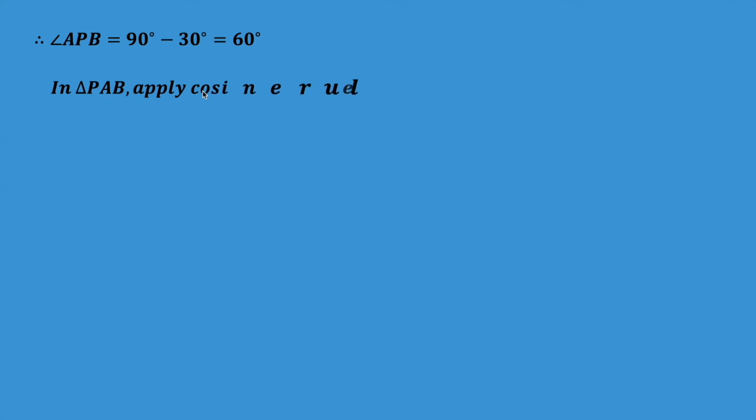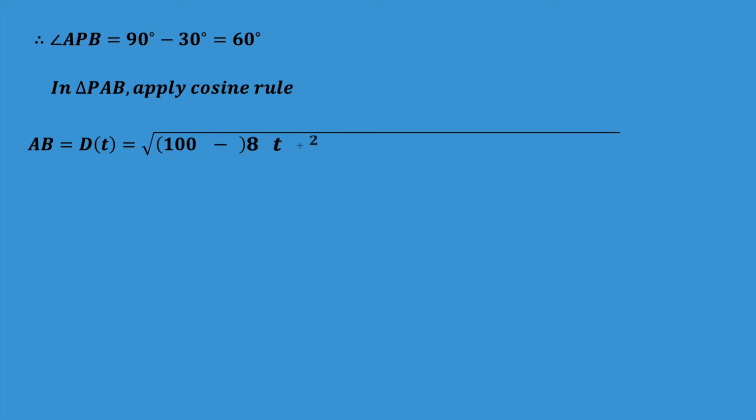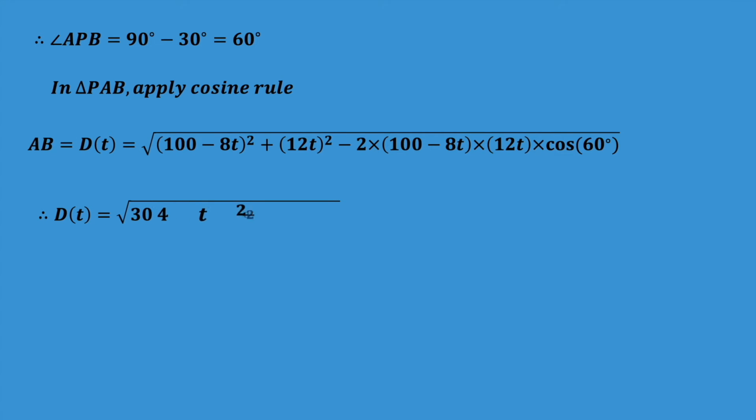In triangle PAB, we can apply the cosine rule and find the distance d(t) as the square root of (100 minus 8t) whole squared plus (12t) whole squared minus 2 times (100 minus 8t) into 12t into cos of 60 degrees. That's the cosine formula, the cosine rule. Therefore, simplify it and we'll get the required equation: the square root of 340t squared minus 2800t plus 10,000 km. That is the distance equation between ships A and B.